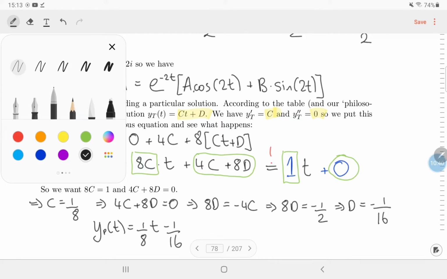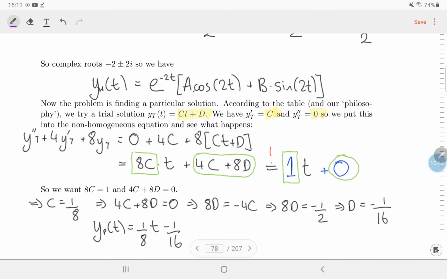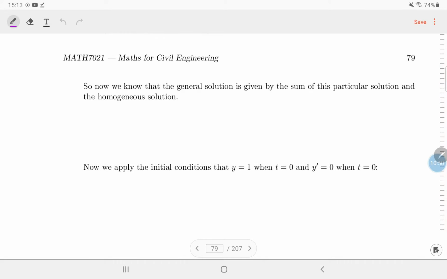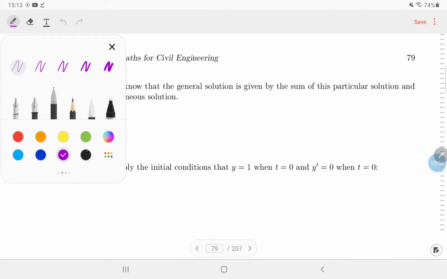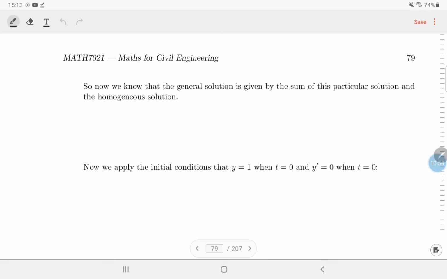Now what I have to do is add together the homogeneous solution plus the particular solution, and that's the general solution. So let's write this down. So the general solution, I seem to have loads of space here, is the homogeneous plus the particular.